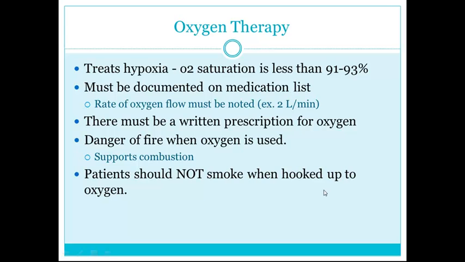The first one we're going to talk about is oxygen therapy. Oxygen therapy typically treats hypoxia, which is an O2 saturation less than 91%. Some physicians go by 93%. Oxygen therapy must be documented on the medication list. The rate of oxygen flow must be noted, for example, 2 liters per minute. Oxygen is always labeled liters per minute.